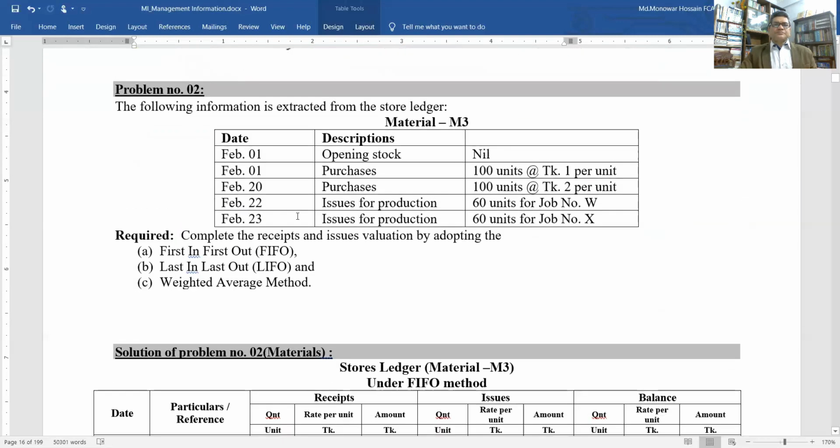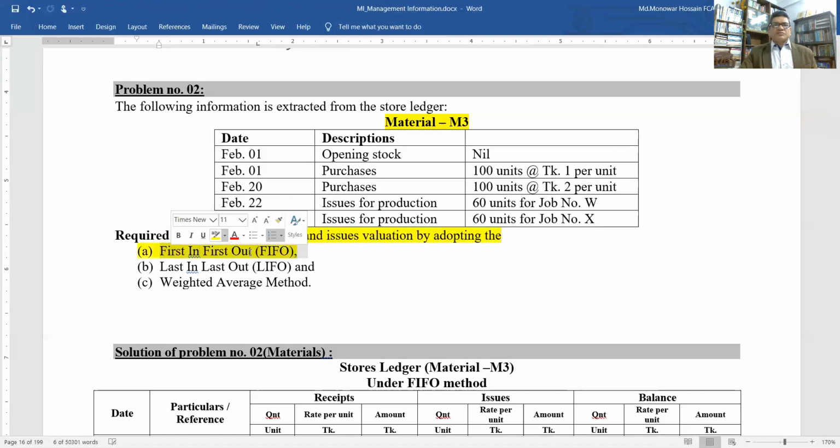Here is one example. Look at the following information for the month of February. The opening stock was nil, for material M3, one specific material. On February 1, purchased 100 units at 1 taka per unit. On February 20, purchased 100 units at 2 taka per unit. On February 22, issued for production 60 units for job W, and on February 23, issued 60 units for job X. Complete the receipt and issue valuation by adopting the first in first out, last in first out, and weighted average methods. So if we solve this problem, we will learn 3 methods: FIFO, LIFO, and weighted average inventory method.